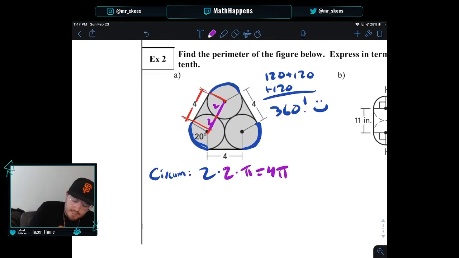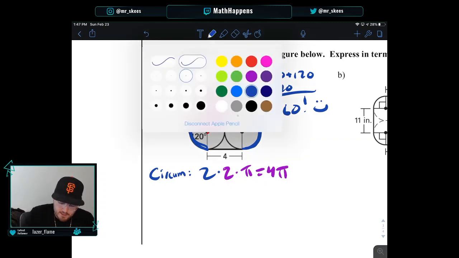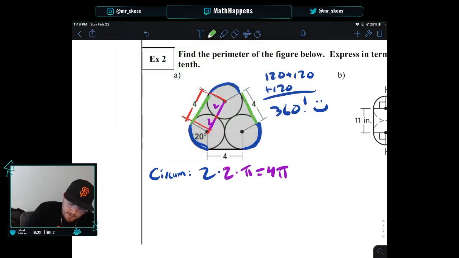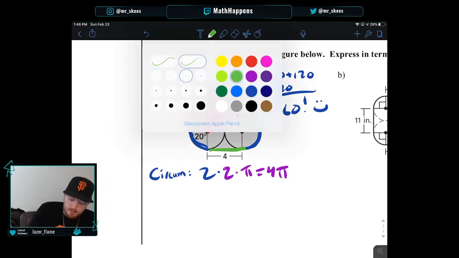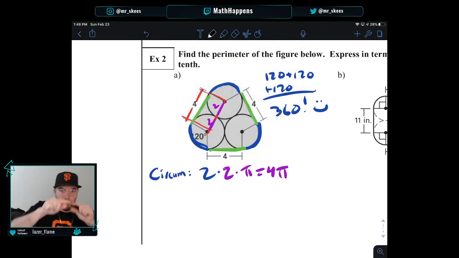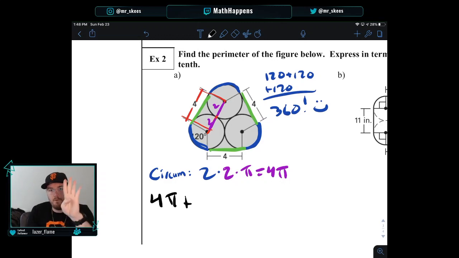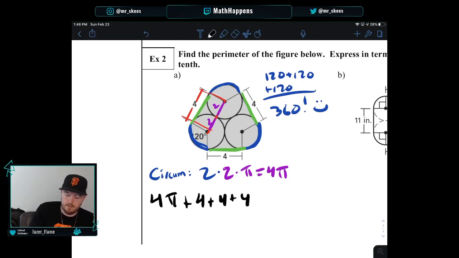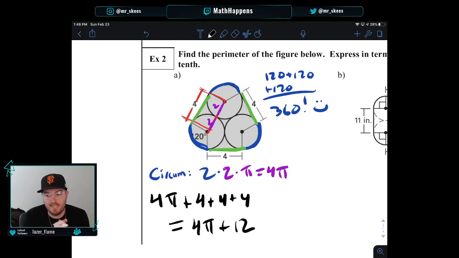So that's these blue edges added together. We just found those blue edges, and then these pieces right here, from here to here, here to here, and here to here, are 4 apiece. So all in all, our perimeter is those 3 arcs added together, which gives us one circle, plus those 3 pieces that are 4 long, comes out to be 4 pi plus 12. Do not be tempted to add those together and do 16 pi. Okay?